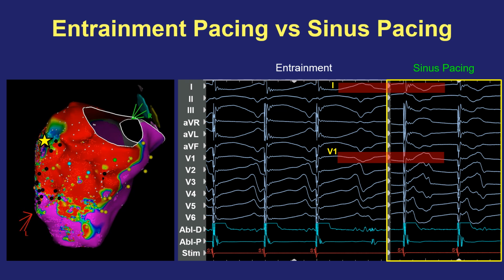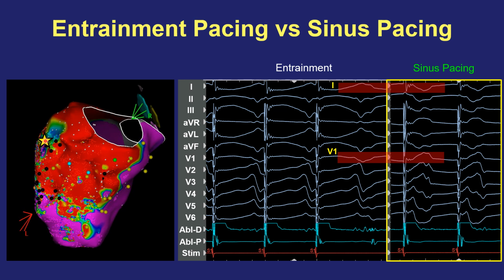Here we have in lead 1 during entrainment pacing a positive QRS, but it was negative when we paced at the same site during sinus rhythm. Look at V1. We had a left bundle branch block morphology during entrainment pacing and a right bundle branch block morphology during sinus rhythm pacing from the same site. And the reason that the stim to QRS timing is much shorter is because we just, whoop, we went right out. We were very close to the entrance.